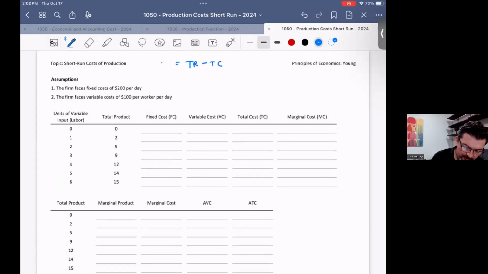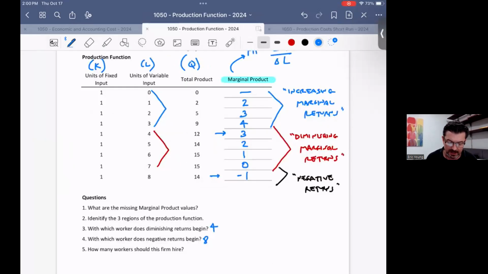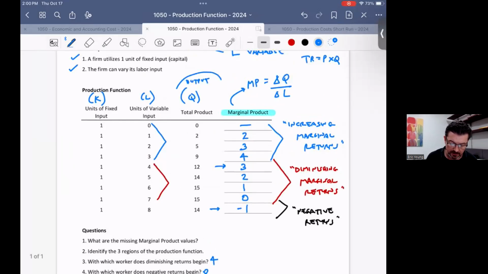And that goal is to maximize profit, where profit is the total revenue minus the total cost of production. We know that total revenue is P times Q. And that's why this column, which is output, which is Q, is so important. We studied the production function to figure out in part how adding more and more workers is going to affect the production and the output and therefore the revenue.